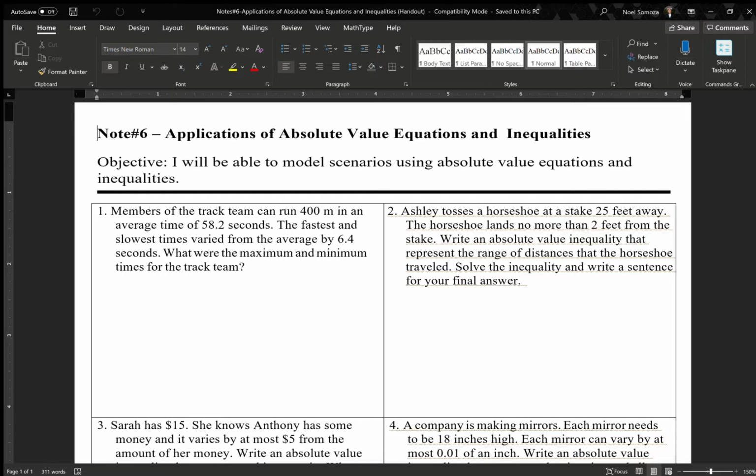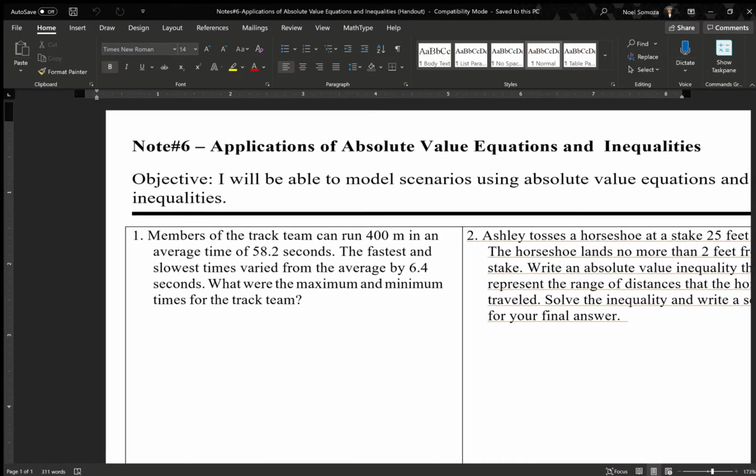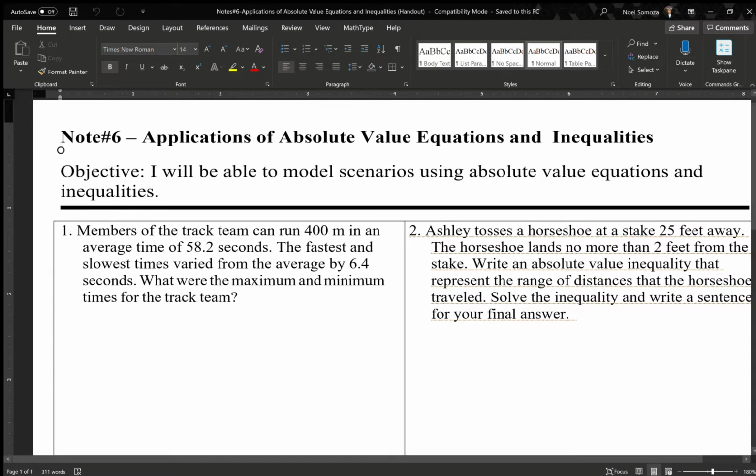Since we're writing absolute value equations, let's just say that the title isn't there and you just see the problem. You see the problem and you don't know, is it going to be compound? Is it going to be multivariable? Is it going to be one variable? Now I have all these things to consider. So let's find some key clues here that can help us out. So I have members of a track team that can run 400 meters in an average time of 58.2 seconds. Okay, so that's like running a full lap around the track in under a minute. The fastest and slowest time is varied from the average of 6.4 seconds. What were the maximum and minimum times for the team?